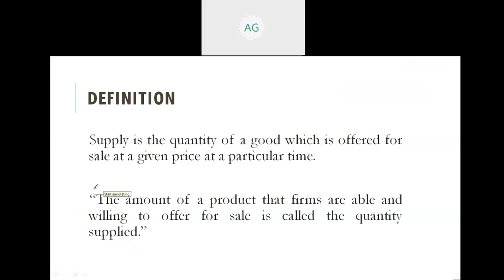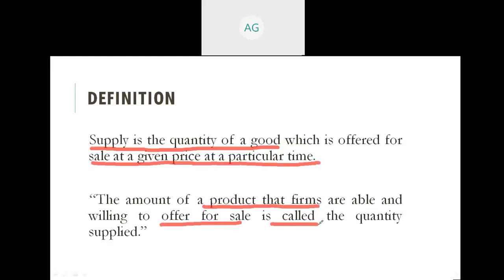So first we come across the definition of supply. Basically, supply is the quantity of a good which is offered for sale at a given price at a particular time. So the amount of a product that firms are able and willing to offer for sale is called the quantity supplied. Now moving to the next slide.